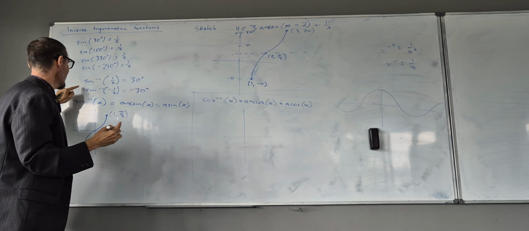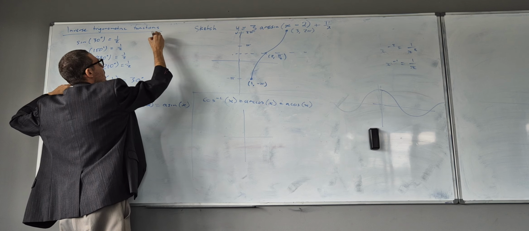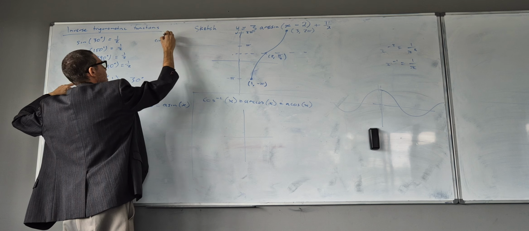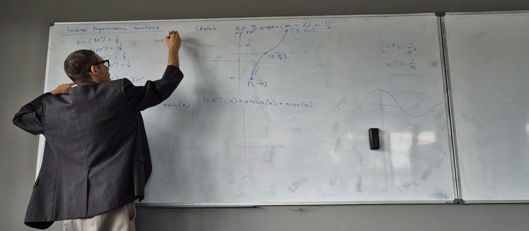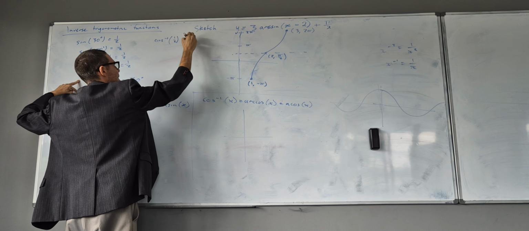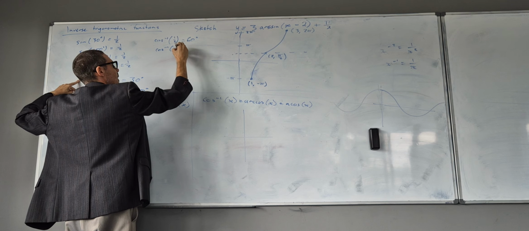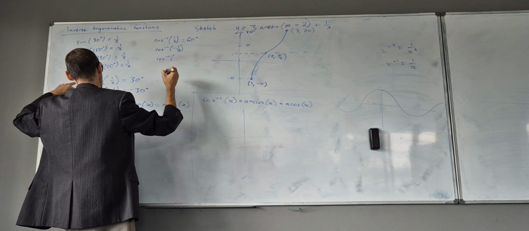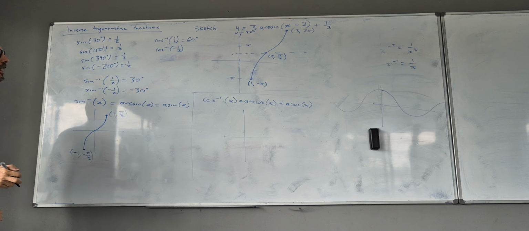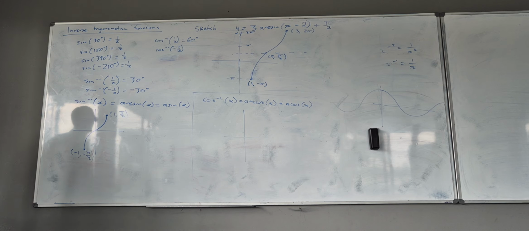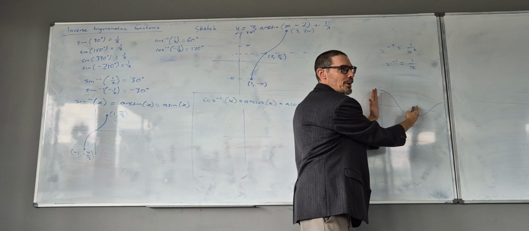Arc cos, and you can test that. Ask your calculator for cos to the -1 of a half, which should give us 60 degrees. What's cos to the -1 of -a half? Yeah, let's ask it for that. What's it going to tell us? 120. So it is indeed using this part of the graph, second quadrant.